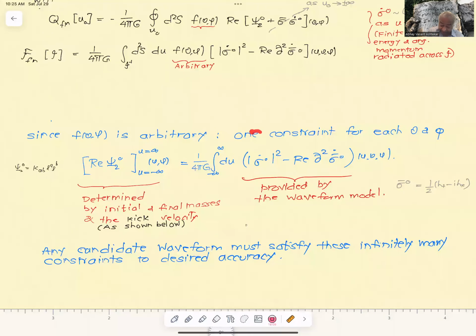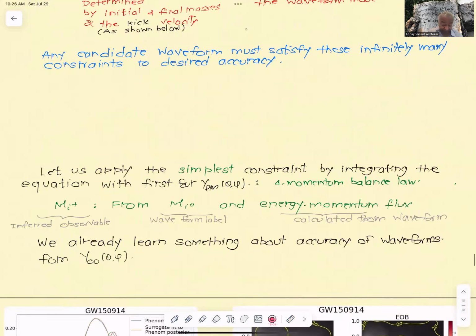But the basic thing is that this is something that the waveform model gives me, and this is also something that is provided to me by the waveform model. But they are provided independently, and therefore I can just see if in fact this quantity is equal to this quantity or it is not equal. And since this is a function of theta and phi on both sides, since I peeled off f in the two surface integrals, I get infinitely many conditions between what psi 2 does at minus infinity and plus infinity, the difference, and the flux across chi provided to me by the waveform model. And any candidate waveform model must satisfy these infinitely many constraints to the desired accuracy.